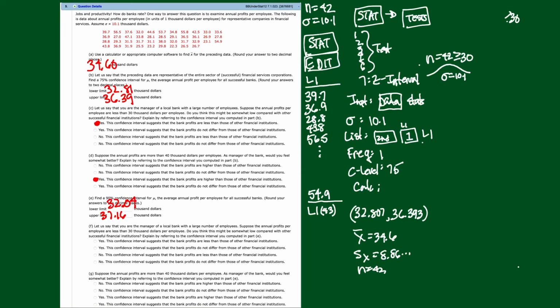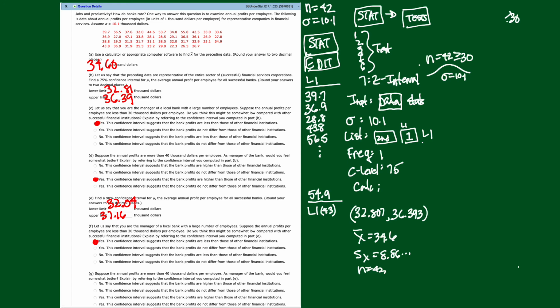Now, it looks like it might be the same questions. Let's say you're the bank manager and so on, and your profits are less than 30. So, do you think this might be somewhat low? Yeah, it's still low, right? I mean, the confidence interval changed just slightly and went from the low of 32.8 to 32.04. So I'm going to say, yeah, it still seems less. I don't think anything has changed there.